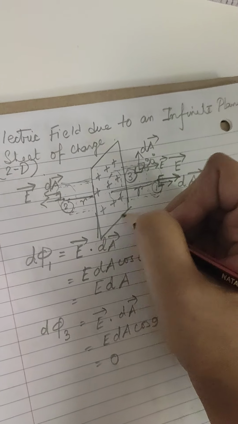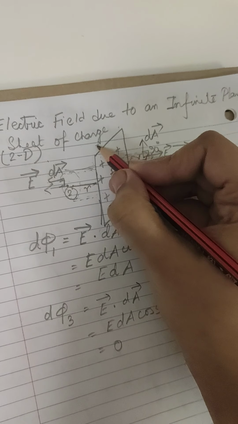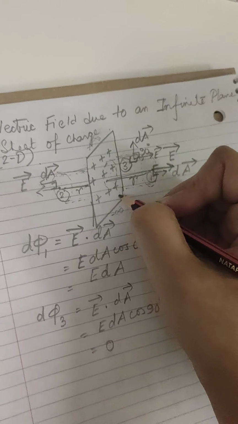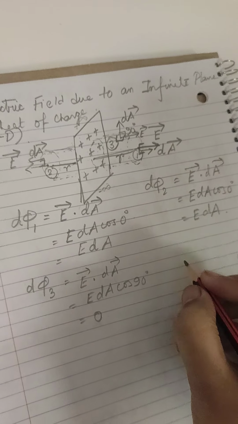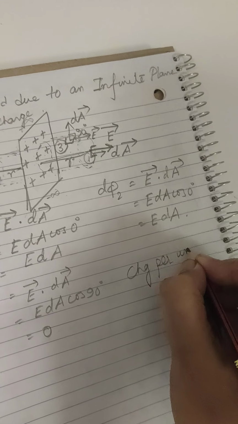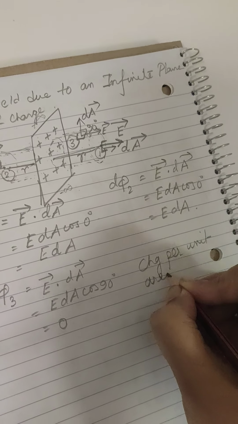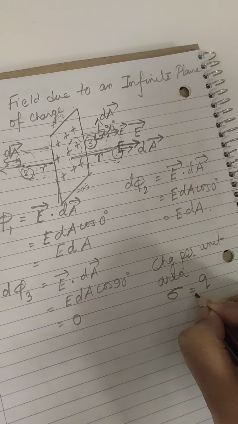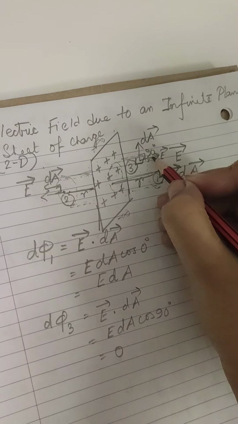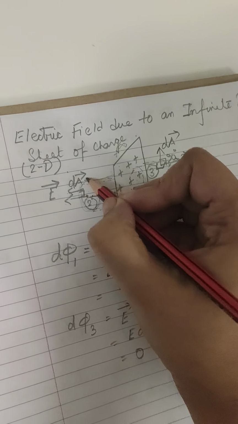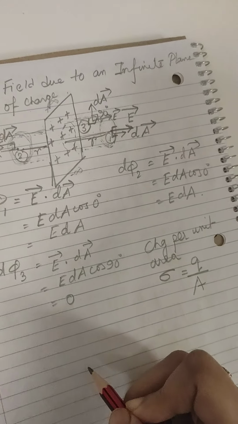Now we cannot find the charge on the entire infinitely long sheet of charge. We cannot calculate the entire charge over here. So what we can do is find charge per unit area, or surface charge density, and that is denoted with sigma. Sigma is equal to Q by A, where A is the area of the plane ends.